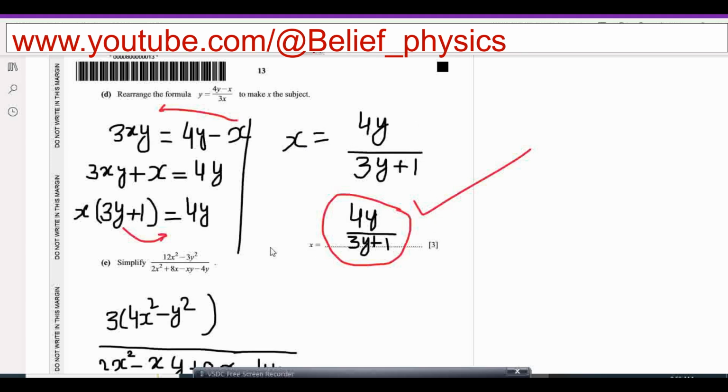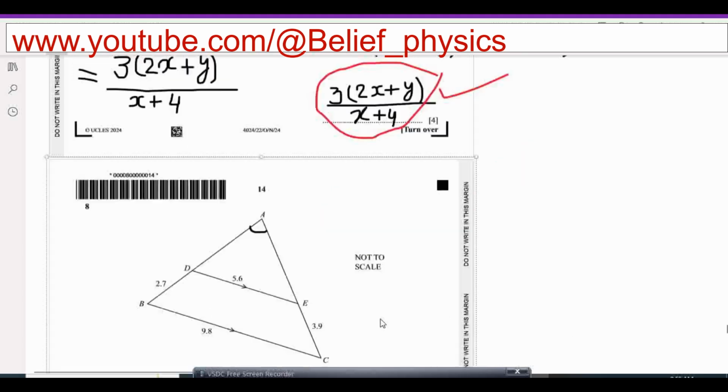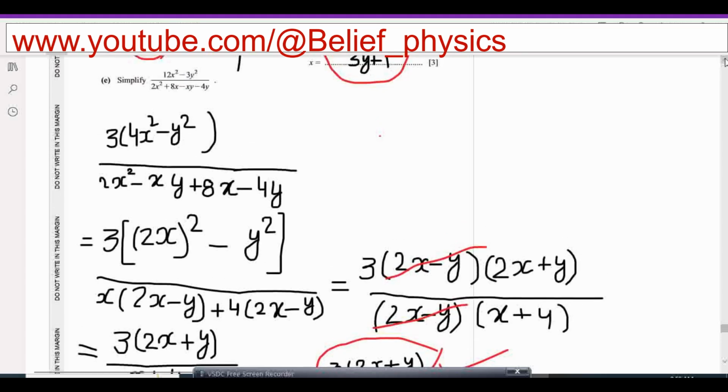So that's the answer. Next question is simplify this expression. First of all, if we take 3 common from the numerator, it will become 3 into 4x square minus y square, over the denominator, which we can rearrange as 2x square minus xy plus 8x minus 4y. Okay, this is actually 4x square is 2x square whole square, and this is y square.